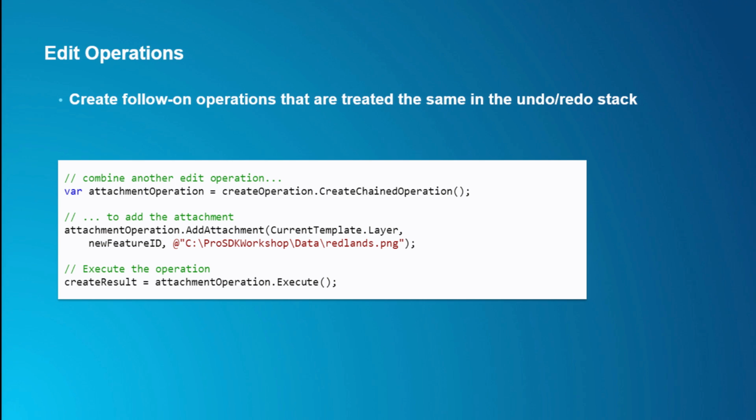and then I'm executing that operation. So if we take all of those snippets as a whole, I've got my creates, I'm obtaining the object ID that is returned from that create, and then I'm using that to create a chain to add an attachment. And so both of those actual edits, the create and the add attachment, become part of the single edit operation on the undo stack.